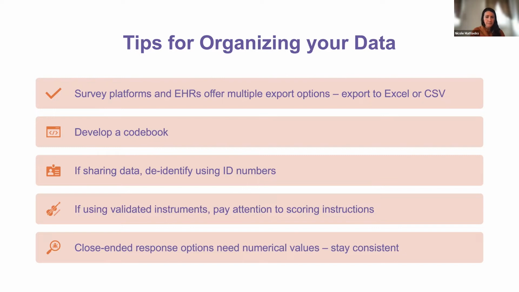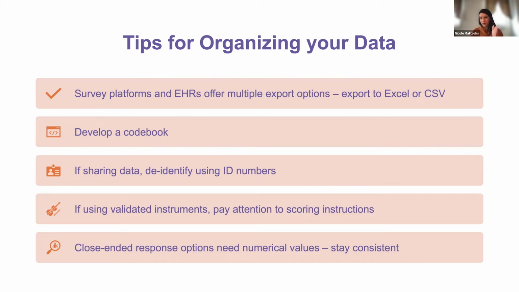Lastly, with close-ended response options. So when I use the example of categories and assigning them numeric values, try to stay consistent with the numeric values that you choose. It makes your life a lot easier. So for example, if you're always starting at 1 and the increase in the numeric value is associated with the increase in whatever the construct is, that will be much easier for somebody else to make sense of.